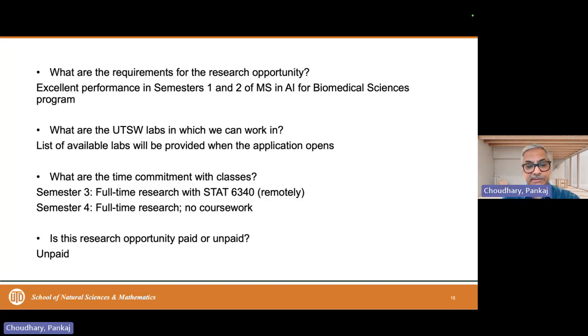Is this research opportunity paid or unpaid? This opportunity is unpaid, but you will get credits that will count towards elective requirements of the degree.